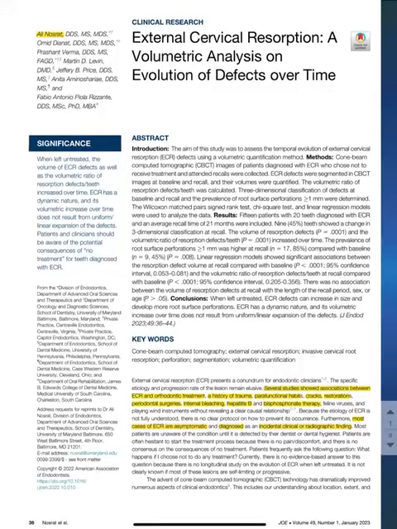External cervical resorption, a volumetric analysis on evolution of defects over time, done by Nosrat et al. in 2022, an American group. External cervical resorption presents as a challenge for endodontists.